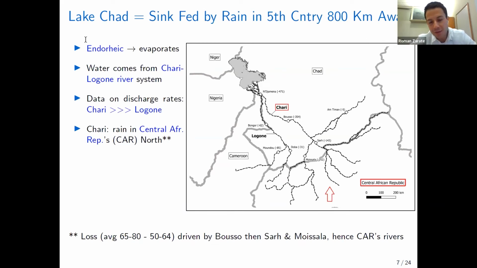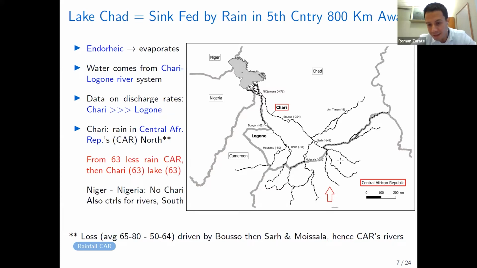Now, why do we think that the shock is exogenous? This comes from the characteristics of the lake. Lake Chad is a sink that is fed by the Chari-Logone River system, which is a system of rivers that crosses 3 different countries: Chad, Cameroon, and Central African Republic. But its major source of water comes from the mountains in Central African Republic. Now, the lake is an endorheic lake, meaning that all of its water evaporates. So if the water stops flowing, the lake is basically going to disappear, and that's what happened because of a shock in Central African Republic.